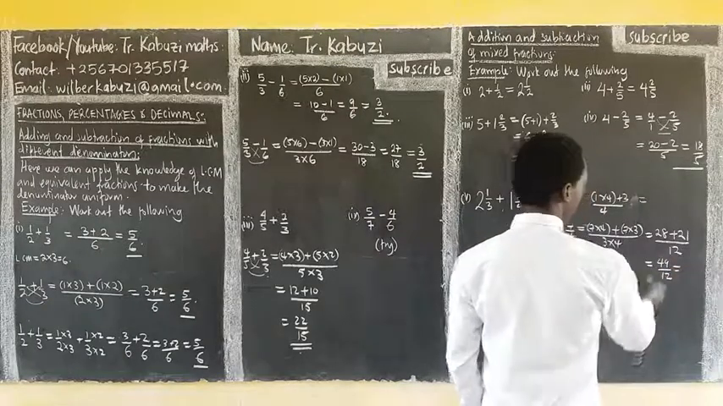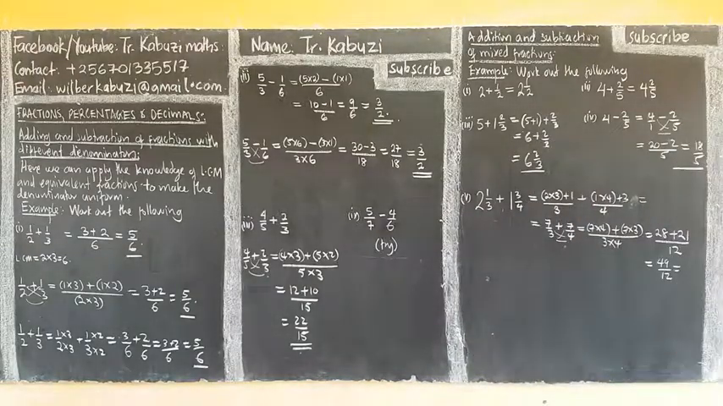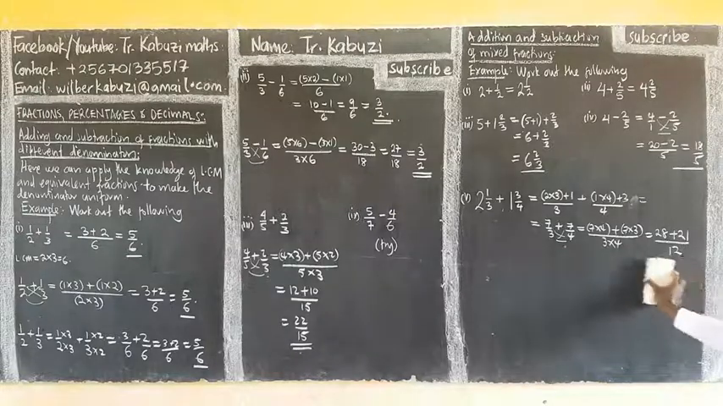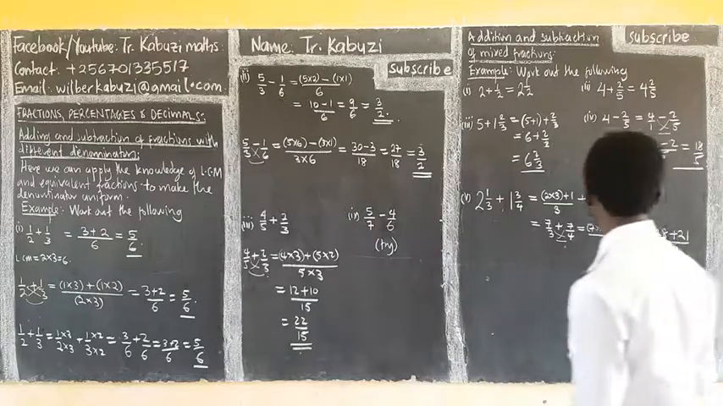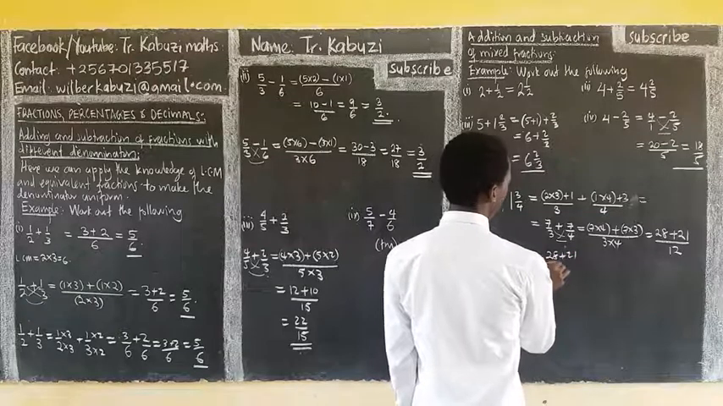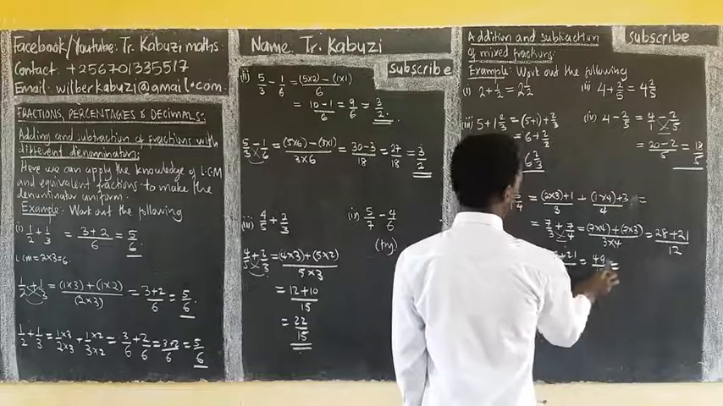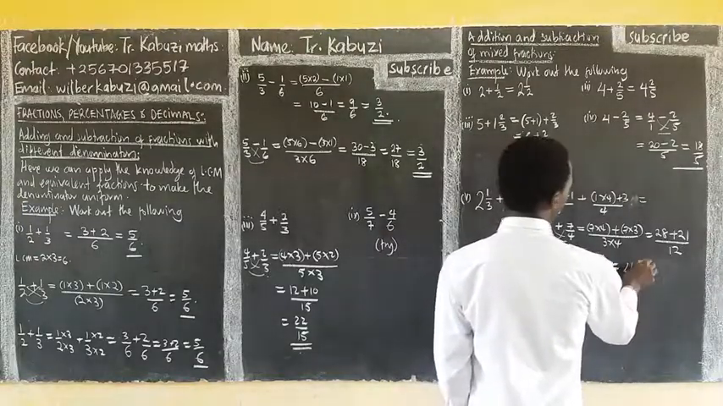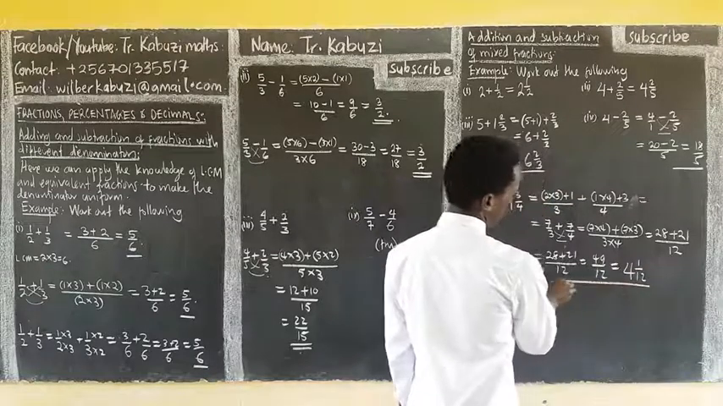Okay, we can simplify this. I think we see how many times 12 goes in here. Let me write it here. This would be 28 plus 21 over 12, which is the same as 49 over 12. And 12 goes there 4 times, remainder 1 over 12. That is the first alternative you can use.